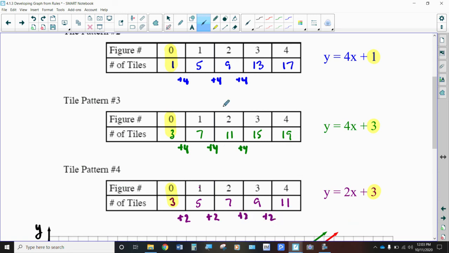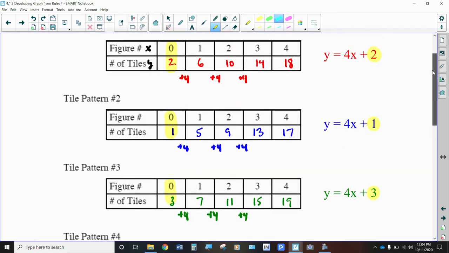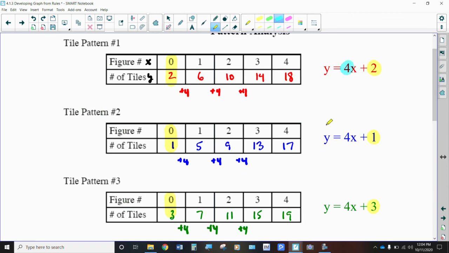Okay? Now, this only works when you make sure that your X values are counting by 1. That's important. So it's always good to have these tables in order. But notice the connections here. I'll do this in light blue. The growth rate is 4.